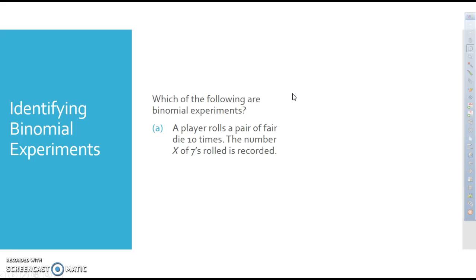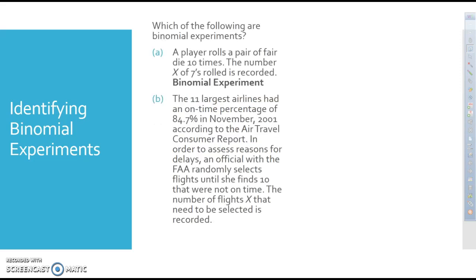So let's go through some of these. A player rolls a pair of fair dice 10 times, and the success is going to be when 7 is rolled. Okay? That's binomial. We have a fixed number of trials, 10 times. We have a success and a failure, either 7 or not 7.